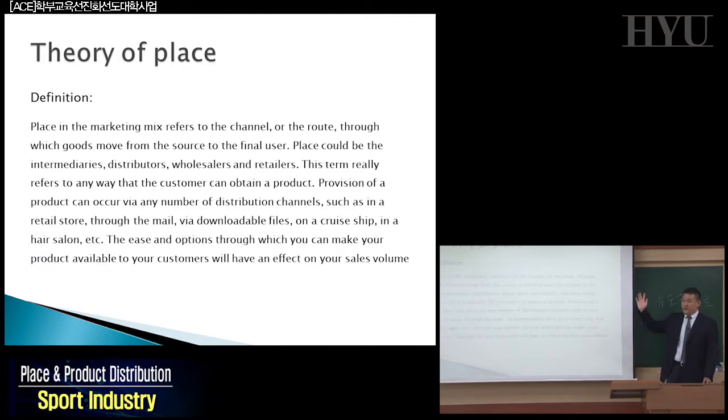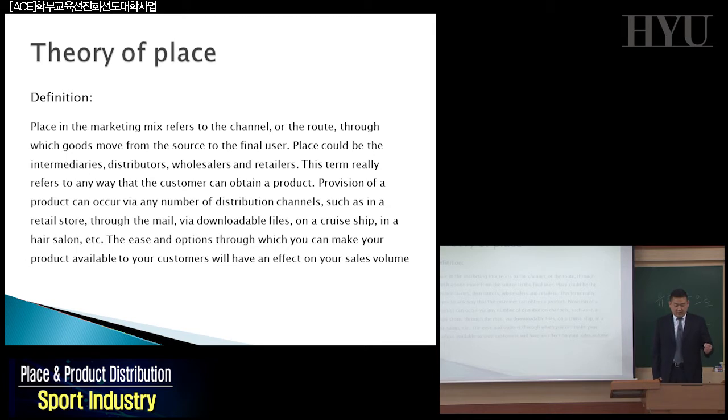The first, theory of place. I want to give you a definition of place, okay? Place in the marketing mix refers to the channel or the route through which goods move from the source to the final user. The place could be the intermediary, distributor, wholesaler, and retailers. This term really refers to any way that the customer can obtain a product.